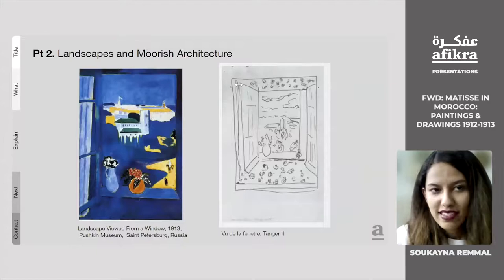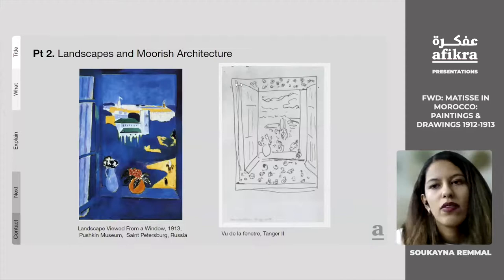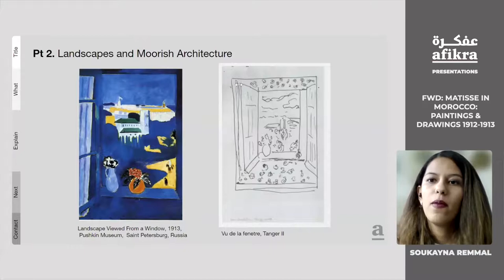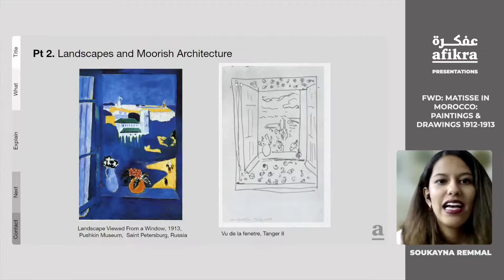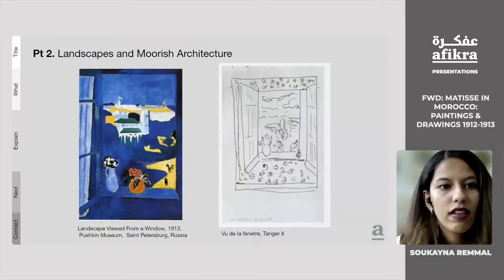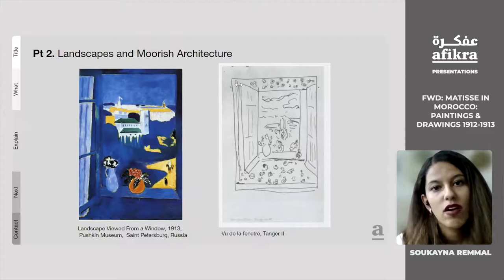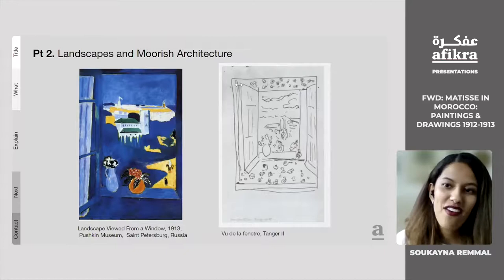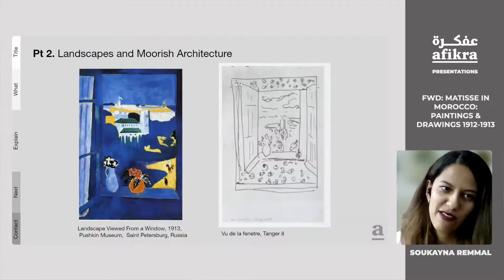Moving on to landscapes and Moorish architecture. As I said before, Matisse was very curious about Islamic architecture, and during his stay, mostly painted mosques, mausoleums, and shrines. This is one of the most famous paintings that he made in Tangier. It's called Landscape from a Window, Paysage vu d'une fenêtre. The view is from a window of this hotel called Hotel Villa de France. And fun fact, you can still go to Tangier today to the same hotel, to Matisse's room, to see the same view. So it's really nice.